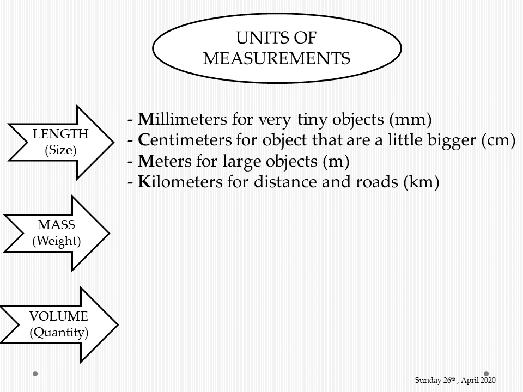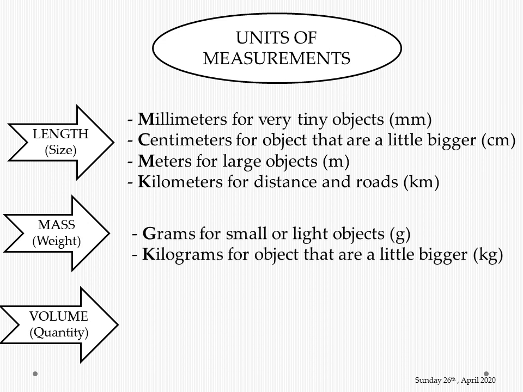And then mass. How many units do we have? 2. And can you remember the units of mass we spoke about? How do we measure if it is heavy? And how do we measure if it is light? The units of mass are grams and kilograms. Of course, grams is for measuring light objects and kilograms for measuring objects that are bigger or heavier.